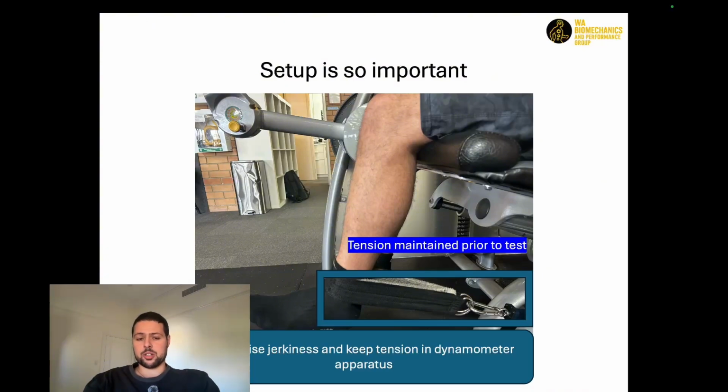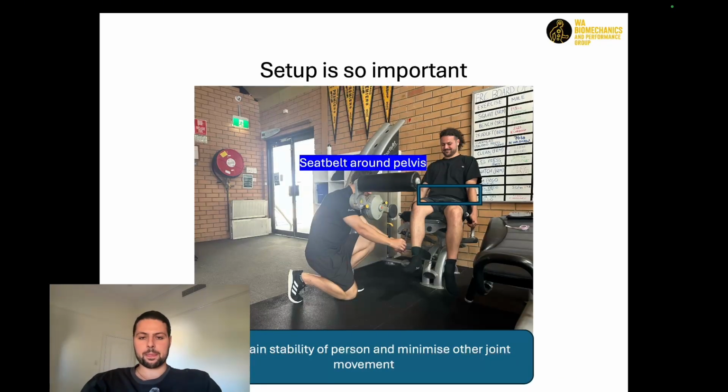Then we also want to minimize jerkiness and keep tension in the dynamometer the whole time. So my tension's maintained there. If I started in heaps of flexion and it was loose, then if I kick out really quickly, it's going to give us a really noisy test at the start, and it will give us probably some artifacts there. So we want to keep tension on it.